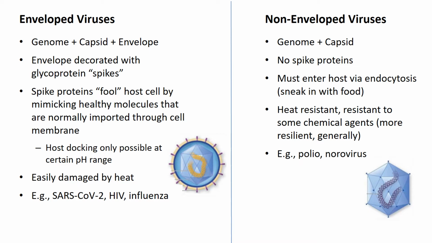Enveloped viruses include SARS-CoV-2, which is the virus that causes COVID-19 disease. HIV is an enveloped virus. Influenza viruses are enveloped. Contrast that with examples of non-enveloped viruses that include polio, noroviruses. Many of both types of viruses can infect human tissues.